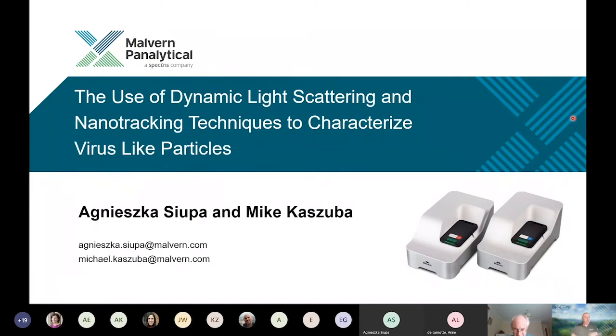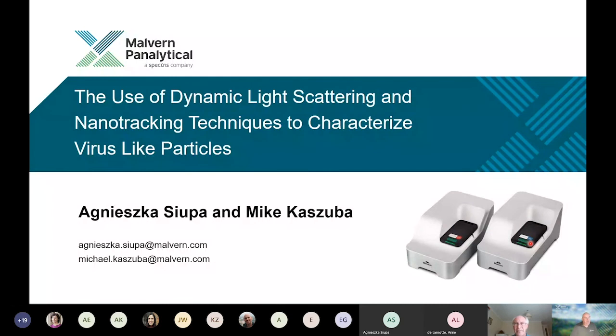Okay. So as Steve said, my name is Mike Kaszuba. I primarily provide support for the Zetasizer product range. Today, I'm going to be talking about primarily the Ultra, the Zetasizer Ultra, which is this instrument pictured here on the left-hand side with the red badge.